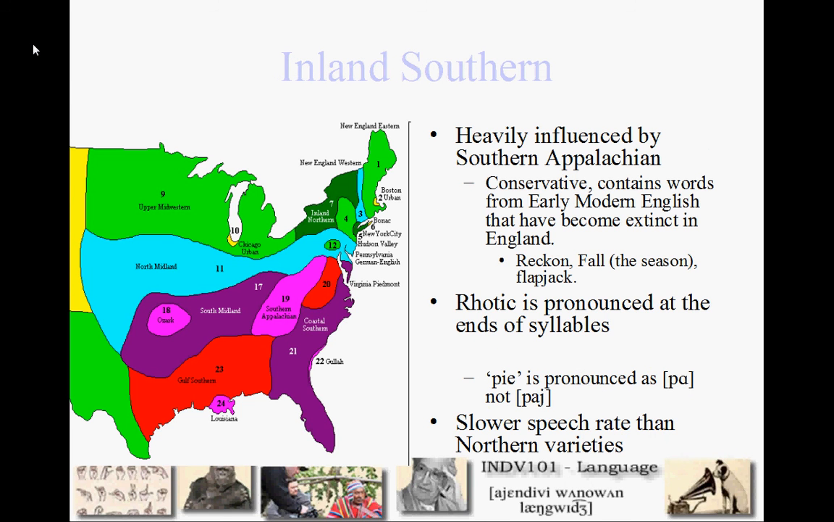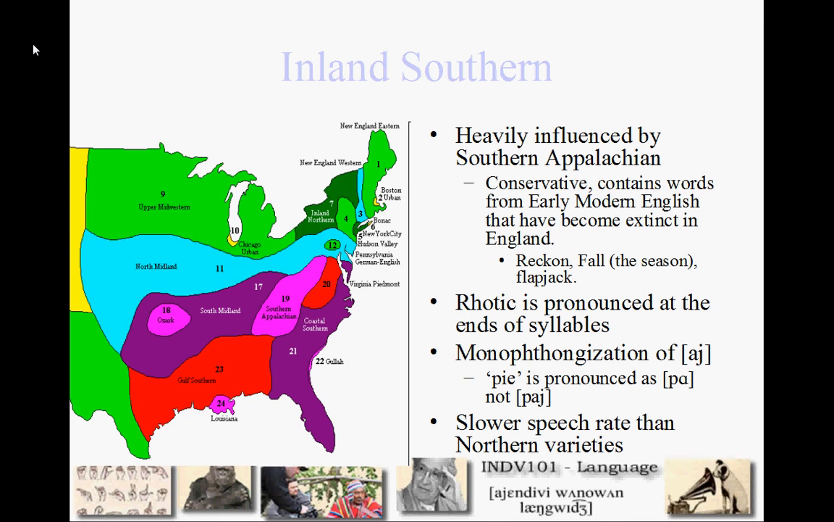The inland Southern dialect is heavily influenced by Appalachia, which has a more conservative variety of English. It's more similar to older varieties of English, including in words like "reckon." You don't hear "reckon" a lot these days unless you live in that area. Unlike the coastal varieties, which drop their R's, they actually continue to pronounce their R's, so the rhotics are pronounced at the ends of syllables.